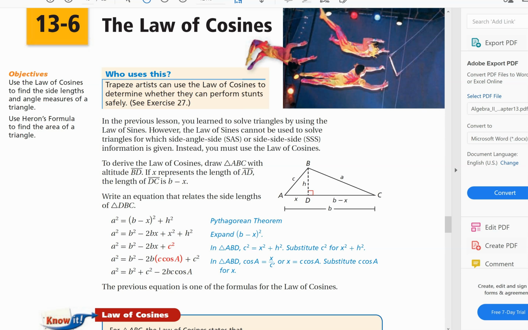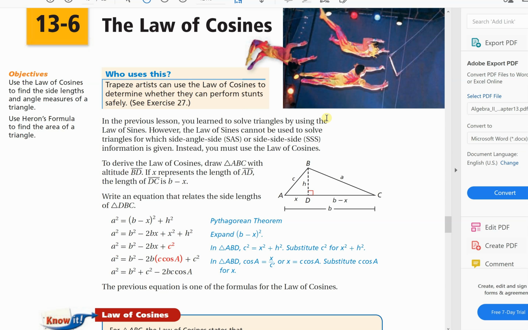We've got another lesson today, 13-6, Law of Cosines. In the previous lesson, we learned how to solve triangles with the law of sines. However, there are situations where the law of sines cannot be used. If you have side, angle, side, so two sides and the angle in between them, or if you have all three sides but no angles, you have to use what we call the law of cosines. And again, this is something you probably learned back in geometry, but we're going to review it again today.